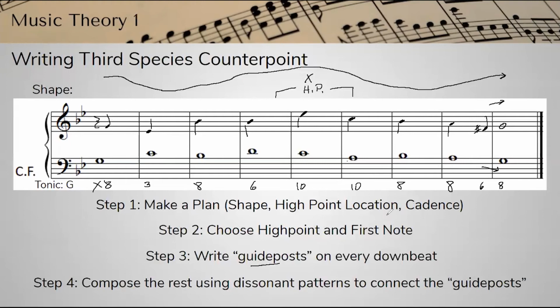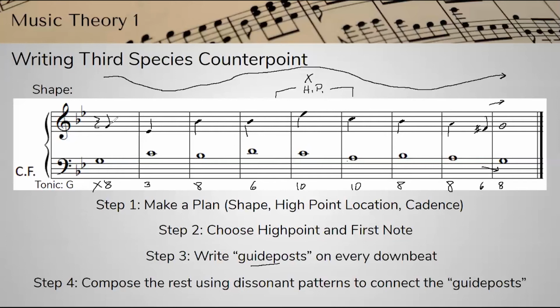Now, the very first assignment that you have to do will give you these guideposts. So you don't have to worry about step 3 immediately. The assignment for this module will look exactly like this, like we have it right here. So now your job is to go to step 4, compose the rest using dissonant patterns to connect the guideposts, right? So now we only need to pick enough notes to connect the dots that we've given ourselves, connect the guideposts that we've given ourselves.